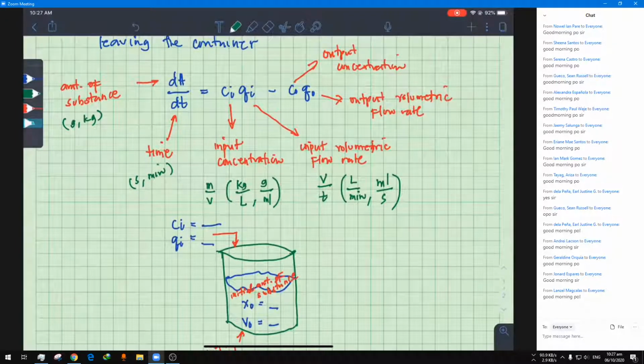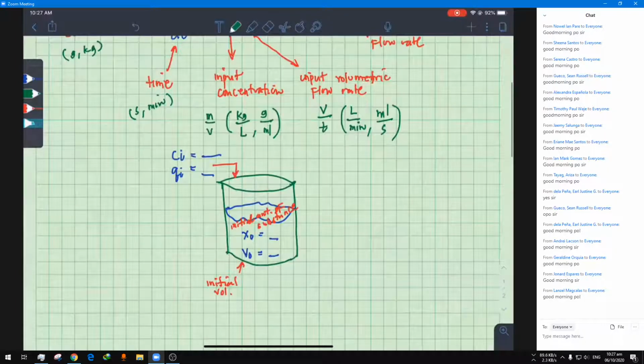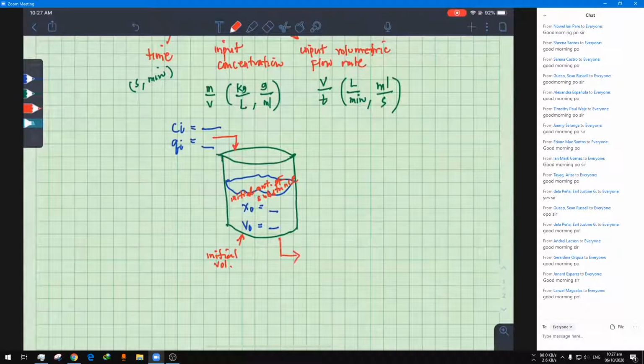So ganun din dun sa output concentration. So ano yung amount of the substance that is present or that is coming out from the given mixture. So the output volumetric flow rate, gaano naman kabilis yung paglabas nung mixture. So we have C out as well, and then we have the Q out.